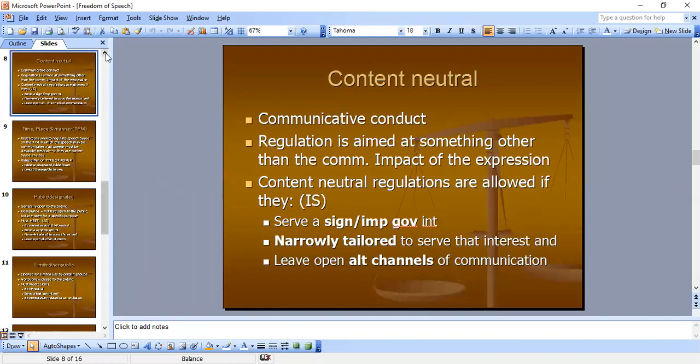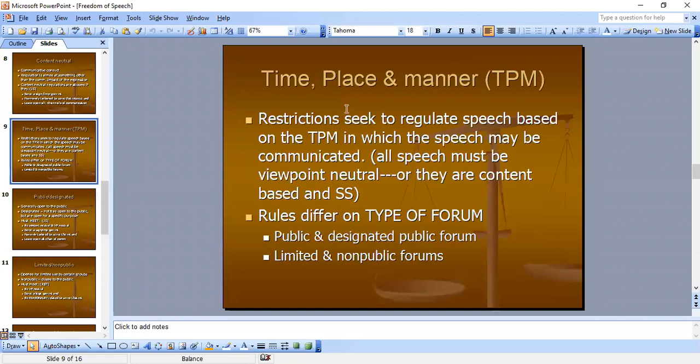Time, place, and manner, TPM. Restrictions seek to regulate speech based on the time, place, and manner in which the speech may be communicated. All speech must be viewpoint neutral, or they are content-based and strict scrutiny. Okay, so if they are not viewpoint neutral, then you're going to use strict scrutiny and consider it content-based.